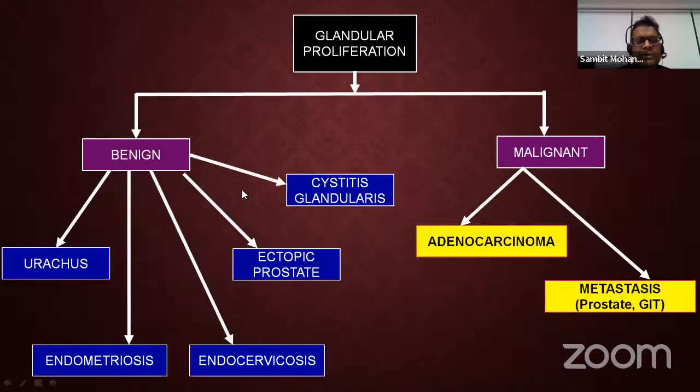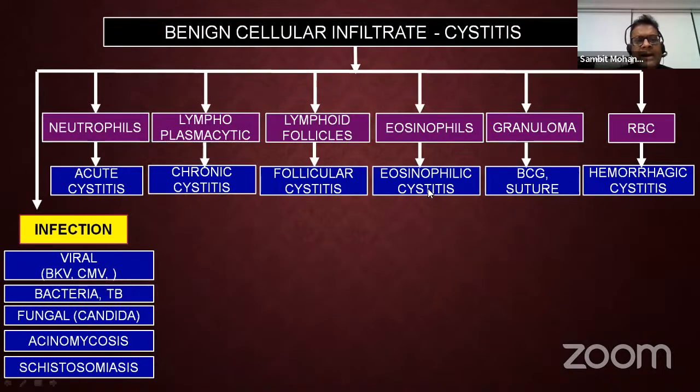Then glandular proliferations can be benign or malignant. If benign, it could be urachal remnant, ectopic prostatic tissue, endocervicosis, endometriosis, or cystitis glandularis. Malignant could be metastasis, primary vesical adenocarcinoma, or urothelial carcinoma with glandular differentiation. Then benign inflammatory proliferation: neutrophils in acute cystitis, lymphoplasmacytic in chronic, lymphoid follicles in follicular cystitis, eosinophilic cystitis, granulomas, and hemorrhagic cystitis. If it is infection, this is a bunch of infections, we have already seen this.